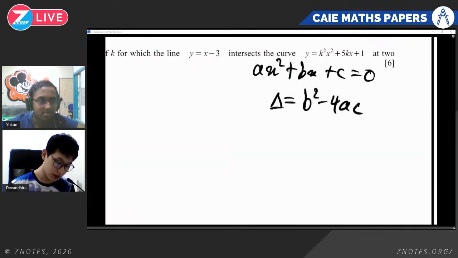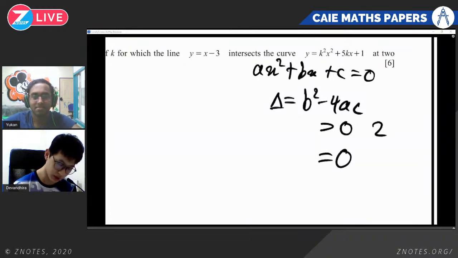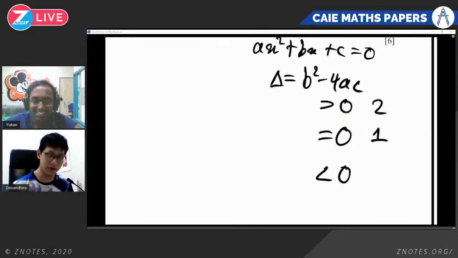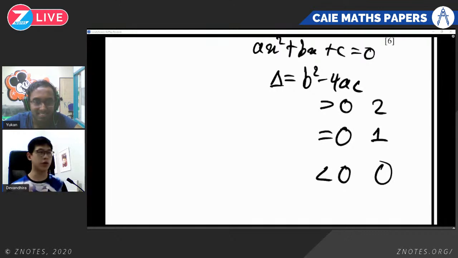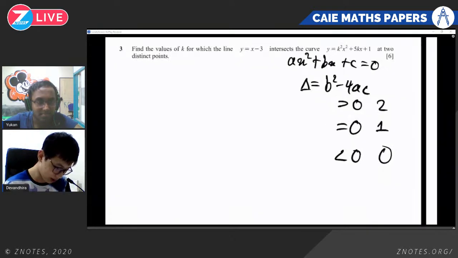So, say your discriminant is greater than 0. That means there are 2 roots, correct? Is that correct, Yukan? Yep, that's correct. Okay. So when it's exactly 0, there's only 1. That's the ugly one. When it's less than 0 or negative, there's none at all. There's no roots. Yep. Okay. Hopefully you agree with that.